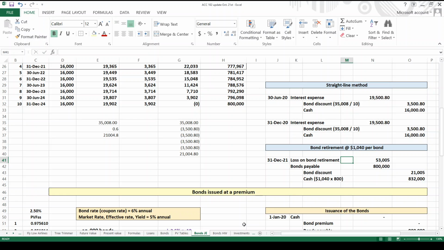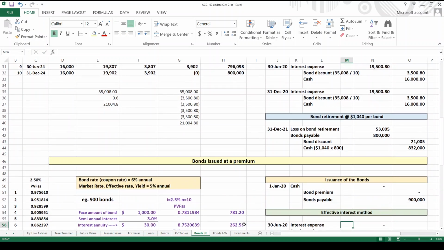Okay, so you're thinking, well, what about bonds issued at a premium? I paid good money for this class. I want to know about that too. No problem. Let's look at that now.